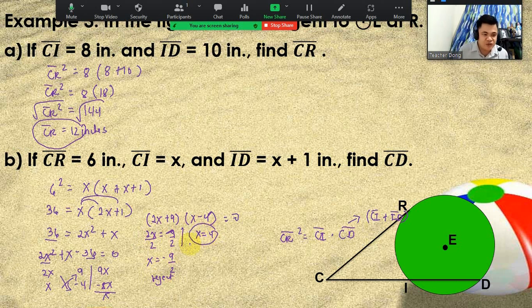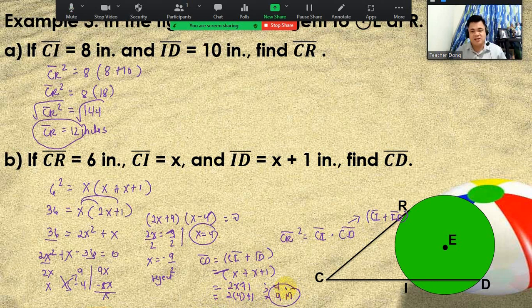But since we're looking for segment CD, which is the sum of CI and ID, okay, substitute the values. So CI is x, and then ID is x plus 1. Combine. X plus x is 2x plus 1, and then the value of x that we are able to solve is 4. Substitute that. So 2 times 4 plus 1 is equal to 9 inches. So the value of segment CD is 9 inches.